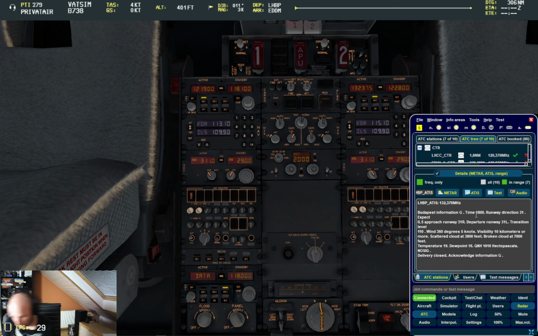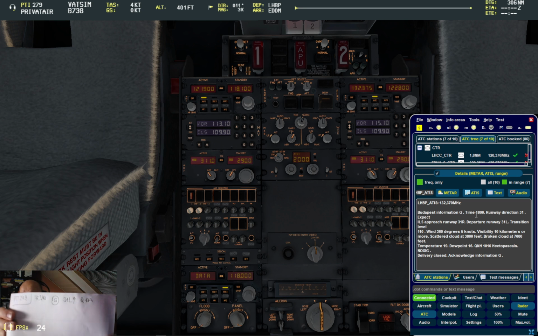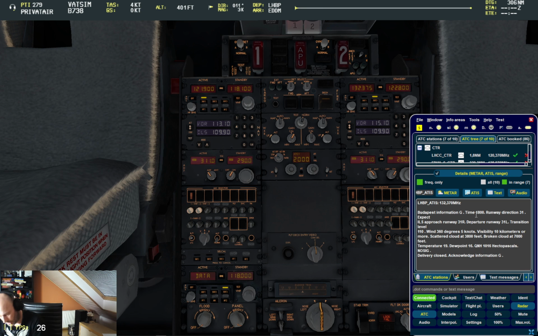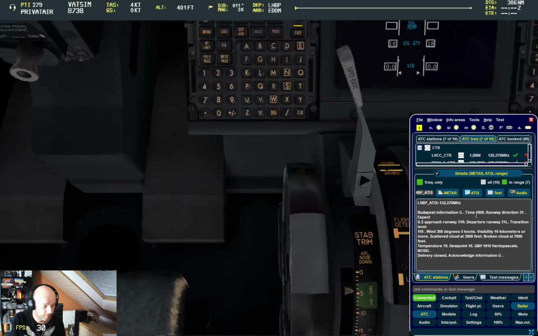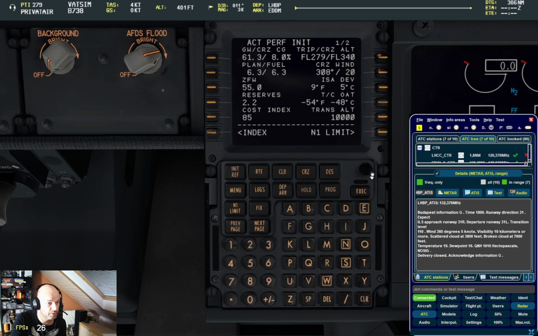But we have information golf, let's make a note. Information golf, runway 31, expect ILS 31 right, departure 31 left. Blah blah, transition level I don't care, wind 360 at 5 knots, 10 kilometers or more, scattered cloud at 3,800, broken 7,000 feet, temperature 9, dew point 2, QNH 1016. And that's what I wrote down. I hope you can see that. Yeah, you can. And at the second line I prepare my startup box, and what's our expected clearance? Oh, we can execute this.